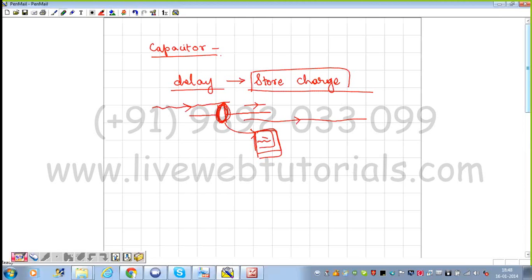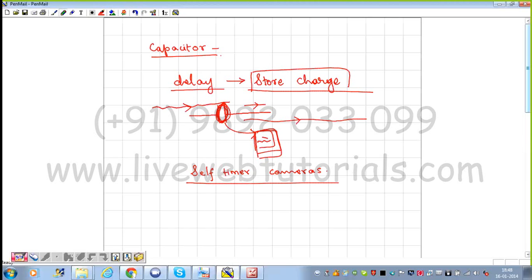Okay, you must have seen those self-timer cameras. So in between the circuit, if you are having a capacitor, then for a certain amount of time the current will stop flowing, and once that level of storage of charge is reached, it means that much time delay is reached, then the current is allowed to flow.